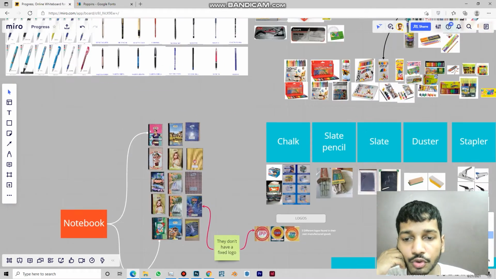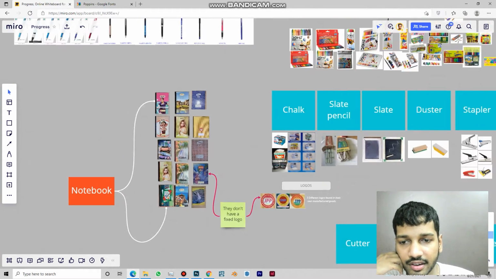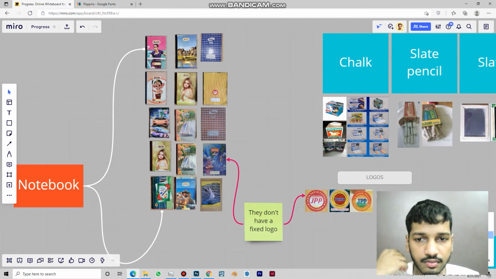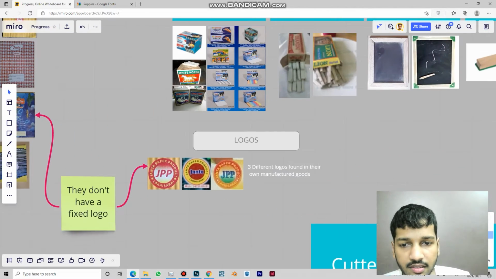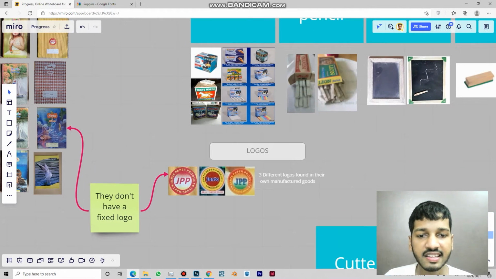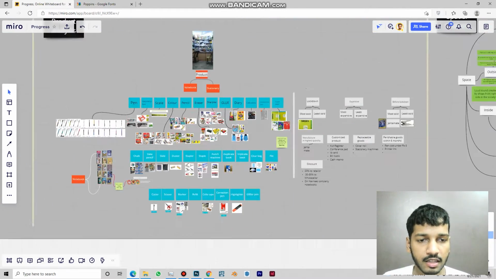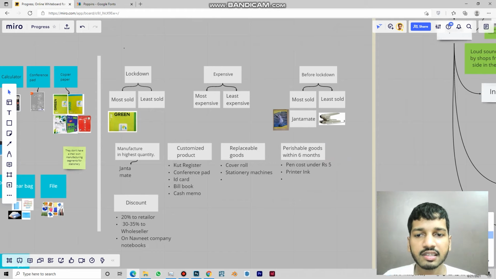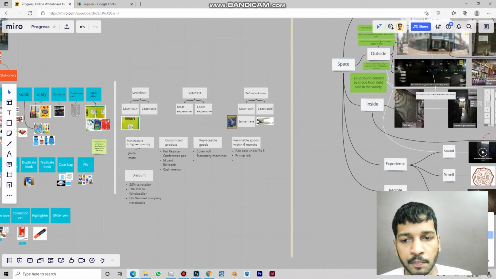And these are the notebooks. The notebook series: what do they produce here? These are the notebooks that were produced by themselves, manufactured by them. After observing all the notebooks, there were three different logos found in their manufacturing goods. These were the data collected from talking to the staff and the owner.